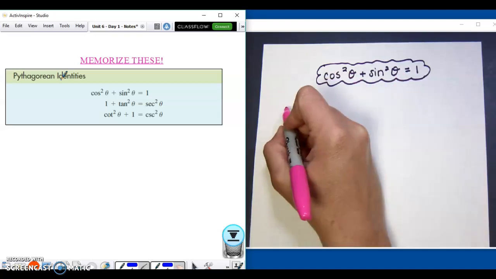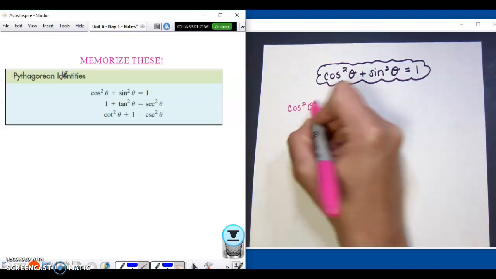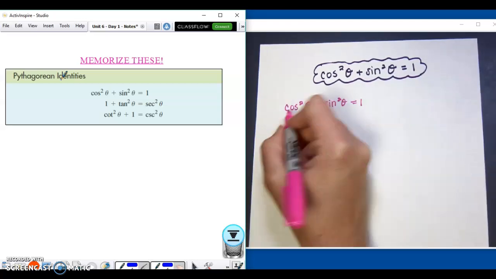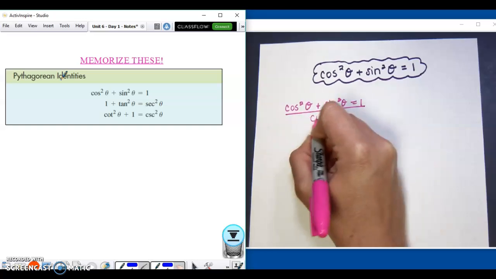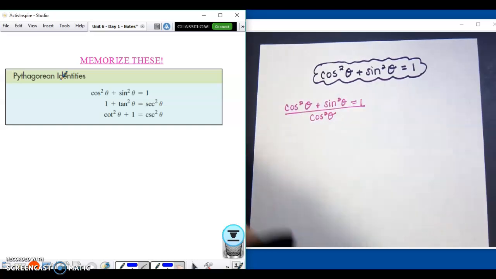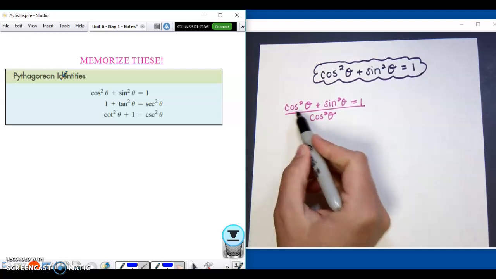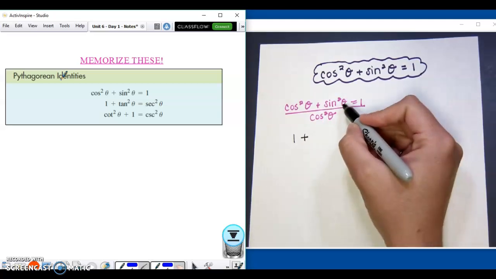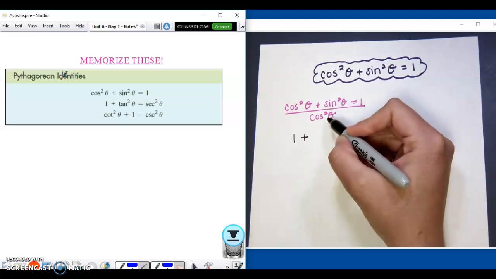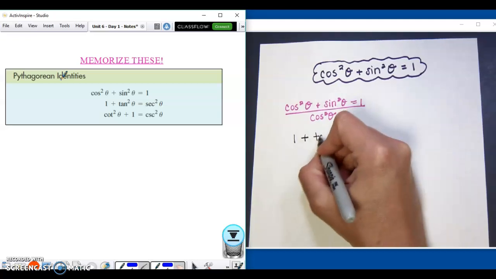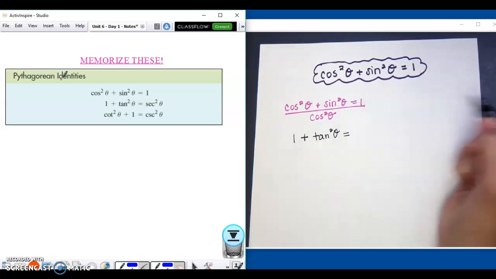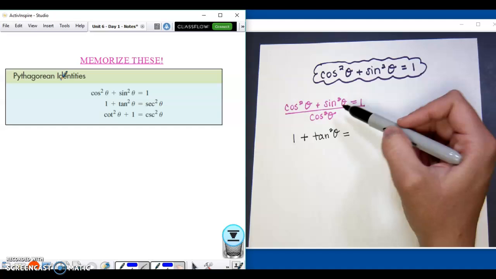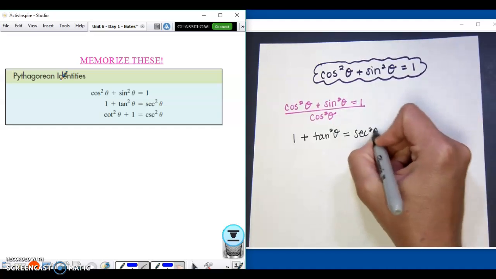So what you can do, if you take cosine squared theta plus sine squared theta equals 1, and divide this whole thing by cosine squared theta, watch what's going to happen. We have cosine squared divided by cosine squared, that would just be 1, plus sine squared divided by cosine squared. Well, we know sine over cosine is tangent, so this would be tangent squared theta, equals, and then 1 divided by cosine squared. Well, we know 1 over cosine is secant, so this would be secant squared theta.